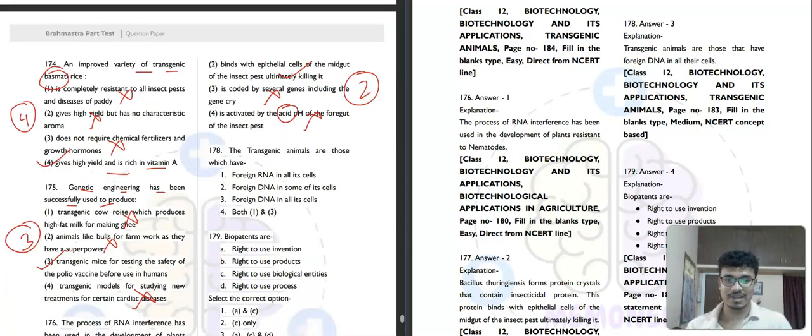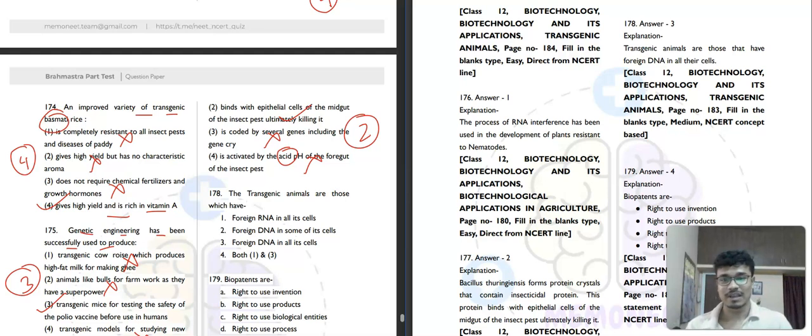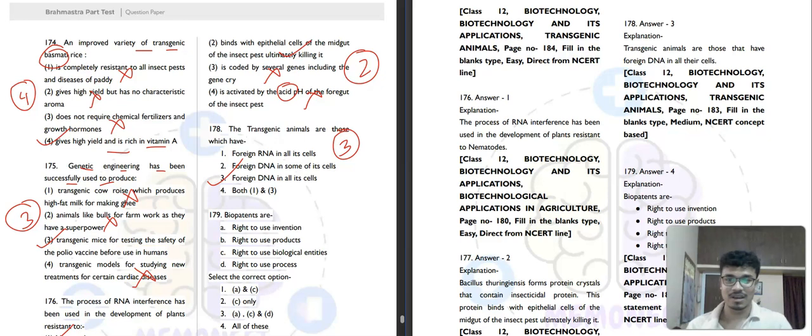Question number 178. What it is saying? That transgenic animals are those which have foreign RNA in all cells, foreign DNA in some of its cells, foreign DNA, obviously. Third option. Very easy. Biopatents are. What are biopatents? Right to use invention, correct. Right to use products, correct. Right to use biological entities, correct. Right to use the process, correct. So fourth option is our correct answer.